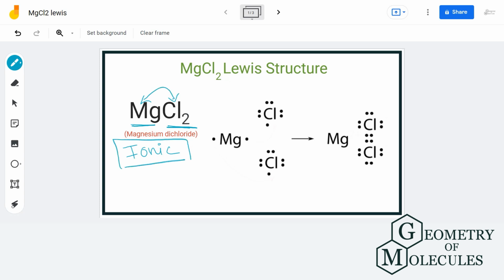In ionic bond, metal donates its electron to a non-metal and gains a positive charge, and on the other hand, non-metals gain a negative charge by accepting electrons. So in this case, our non-metal is chlorine that has 7 valence electrons in its outermost shell, and each chlorine atom will gain 1 electron from magnesium.